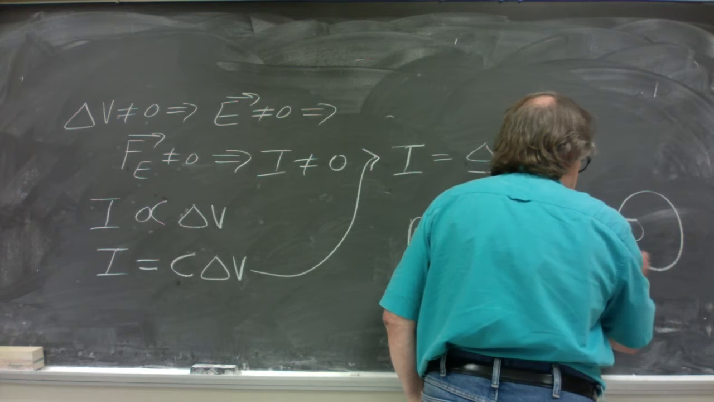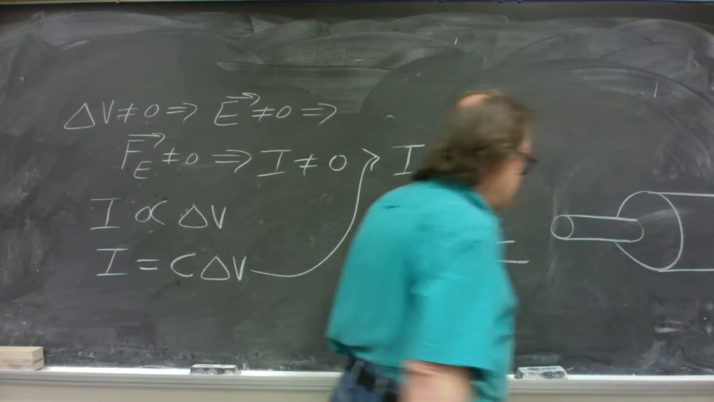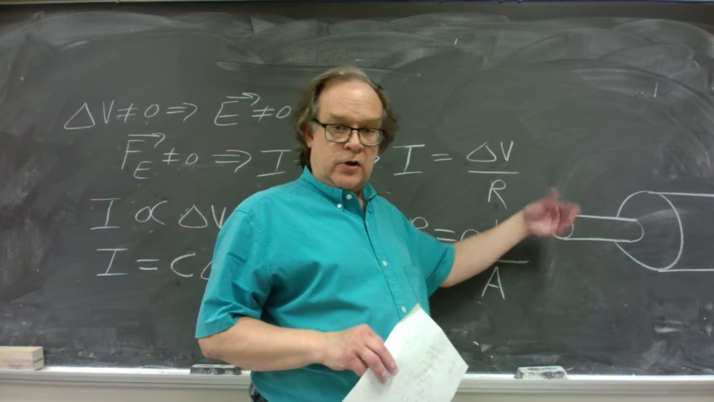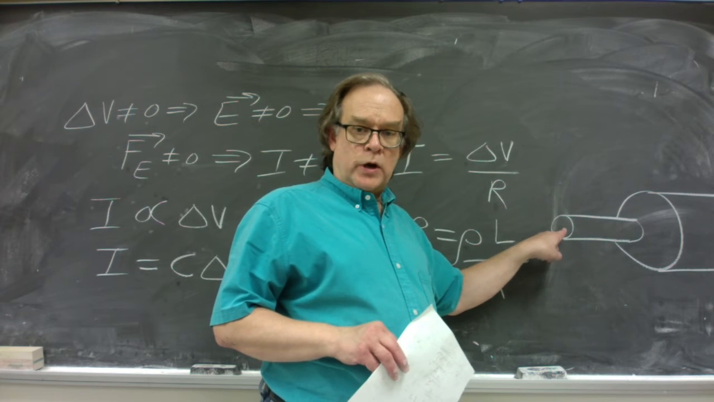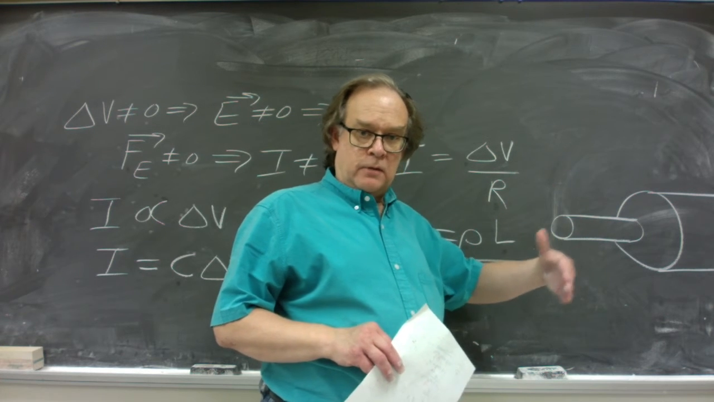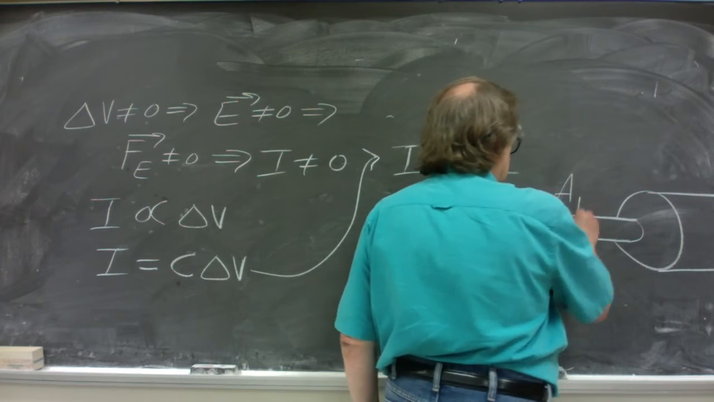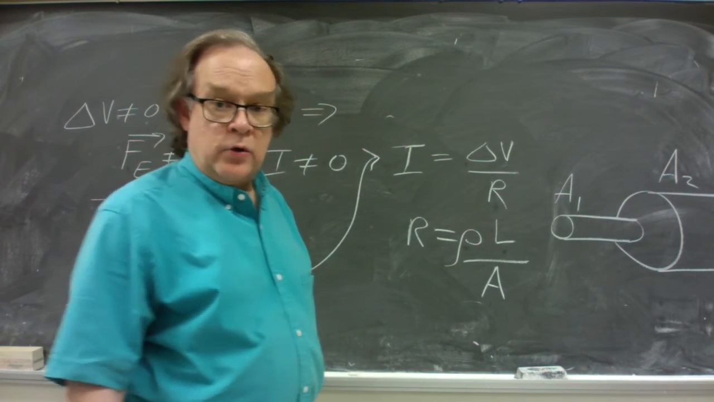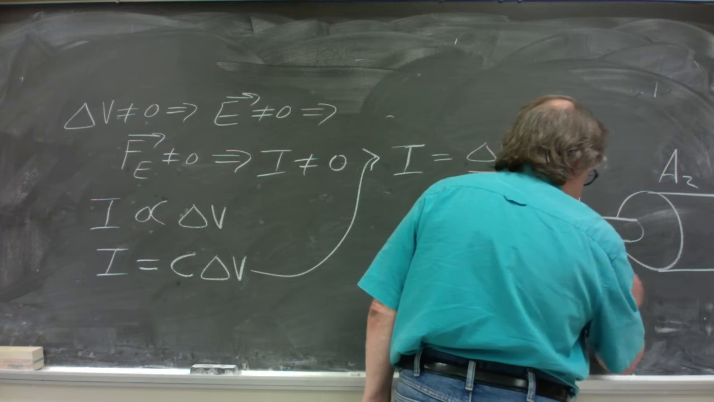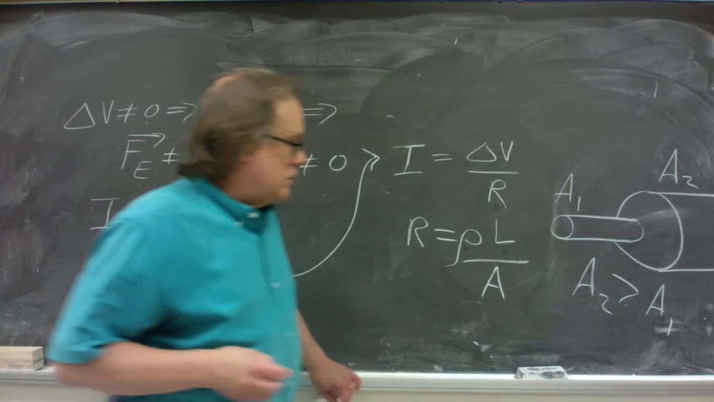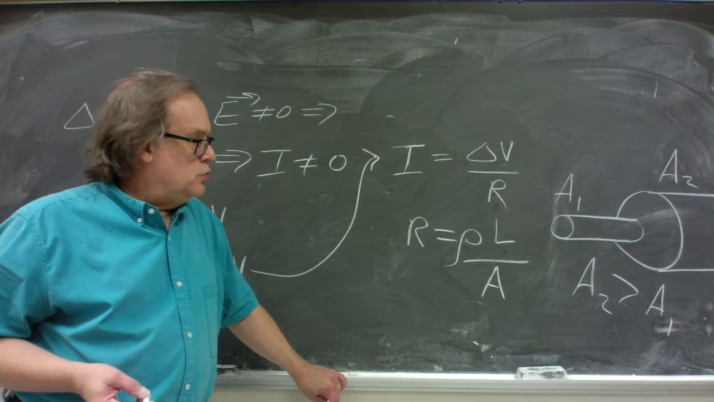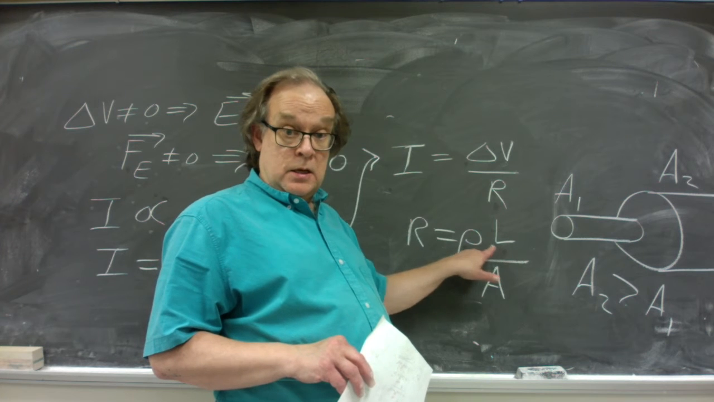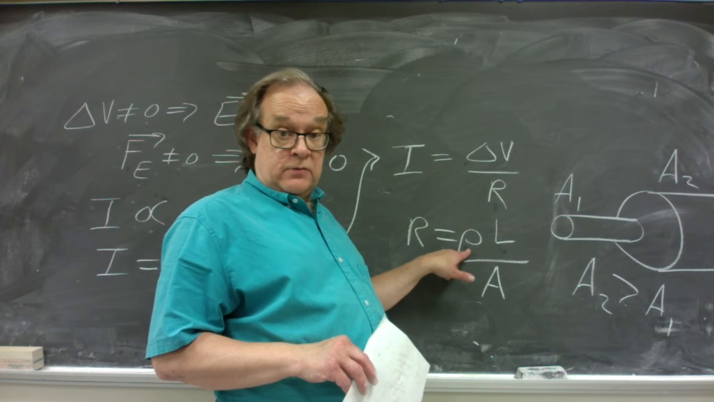So let's say you have a piece of a circuit that looks like that, a small cross-sectional area, that is, take a slice of this wire perpendicular to the axis of the wire. It has some area, and then there's a wider area downstream. If those two pieces of wire have the same length, and if they're made of the same material, they'll have the same value of resistivity.